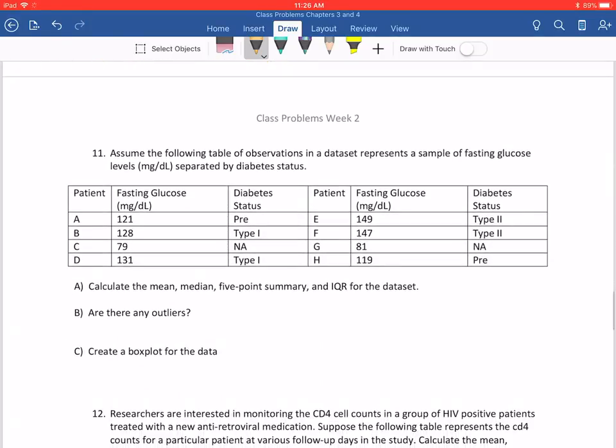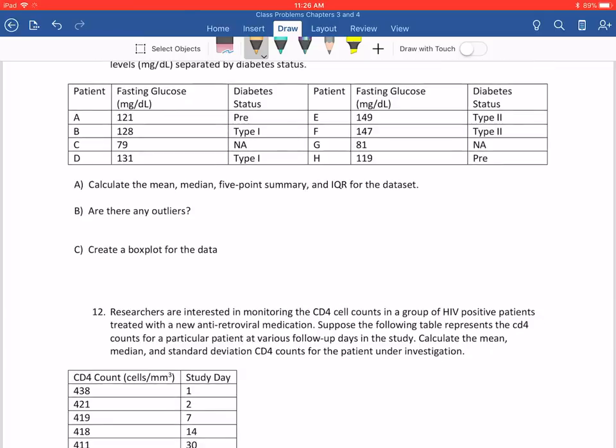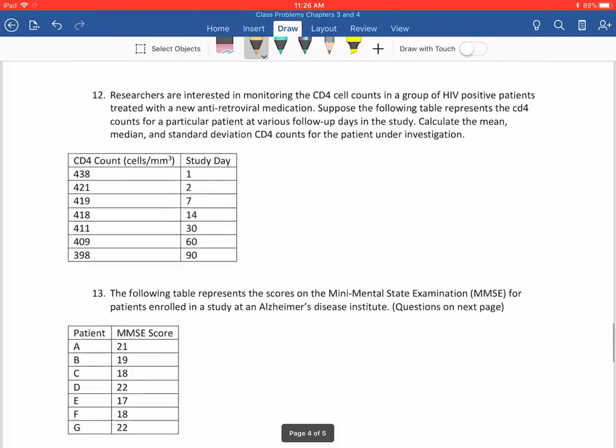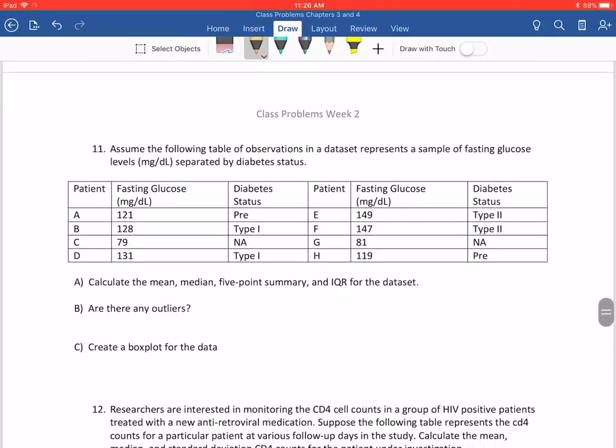So number 11 here, I'm going to save for the next video because I don't know exactly how much time is left, but I don't want to run out of time during the middle of this, and then do the last couple problems as well in the next video. So this one was really short, but I want to make sure there's plenty of time to go over these next ones in full detail.